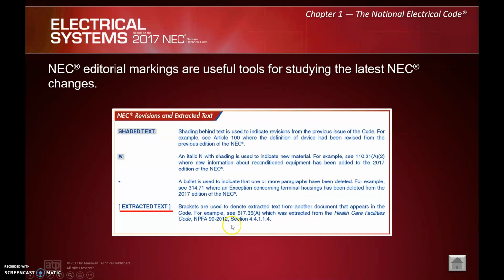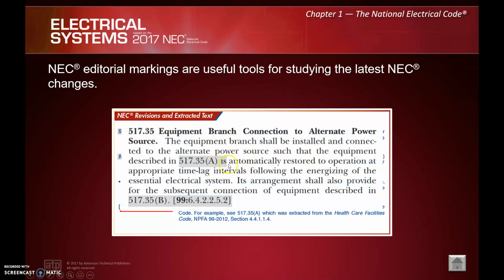And then extracted text, they have brackets used to denote extracted text from another document. So an example of that, you're going to see here, they're actually referencing another document. I don't think that's going to be too terribly helpful for you guys, but that's what that does mean when you see that.